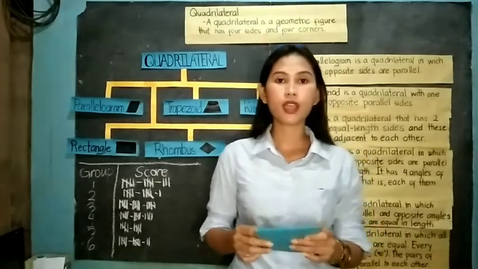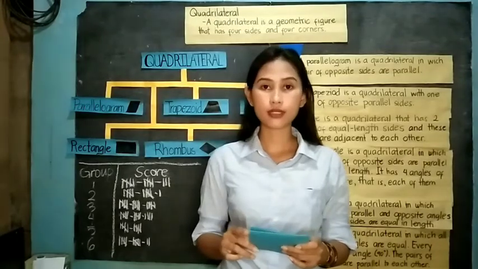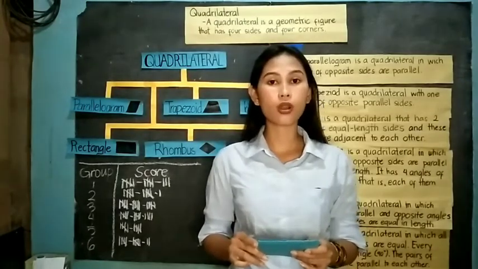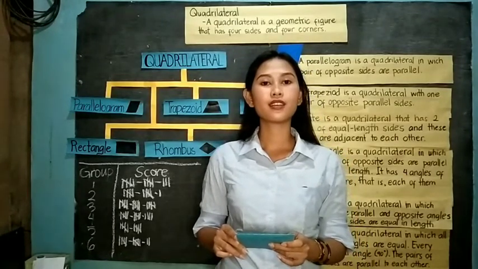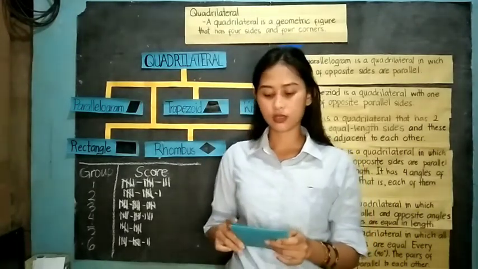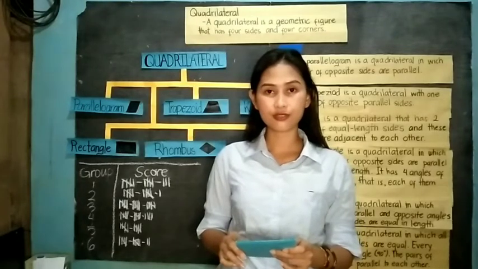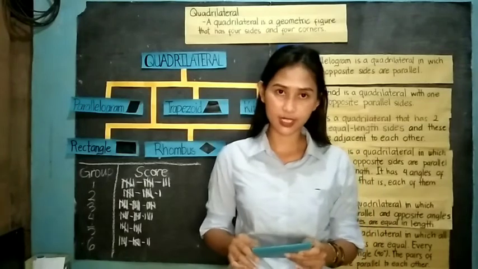Number 7. A rectangle is a square. Is it a fact or a bluff? Everybody, raise your answer. The answer is bluff. Groups 3, 4, and 1 got the correct answer.